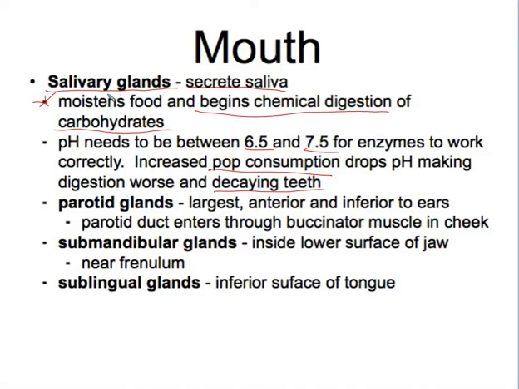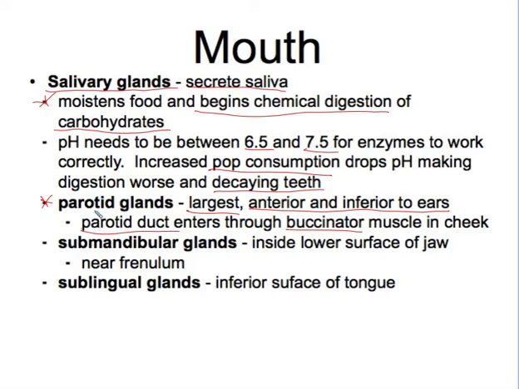There are 3 types of salivary glands. One of them is called the parotid glands. So parotid glands are your largest salivary glands. They are anterior and inferior to your ears, so in front of and below your ears. There's the duct that enters through the buccinator muscle into the cheek. So these dump the saliva into the side of your cheek, so you can digest your food.